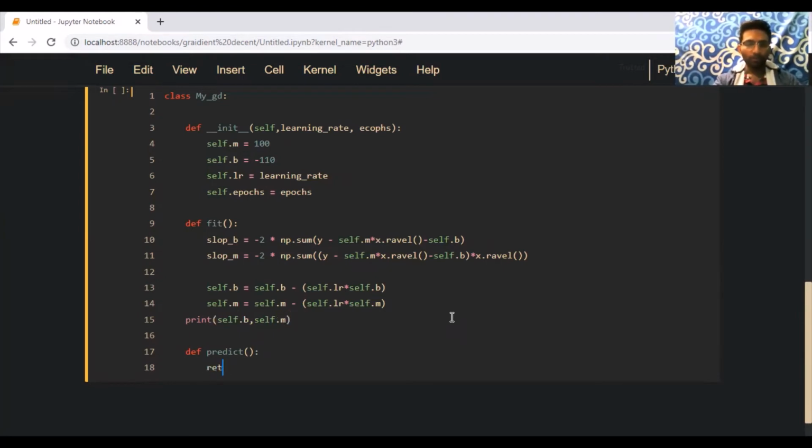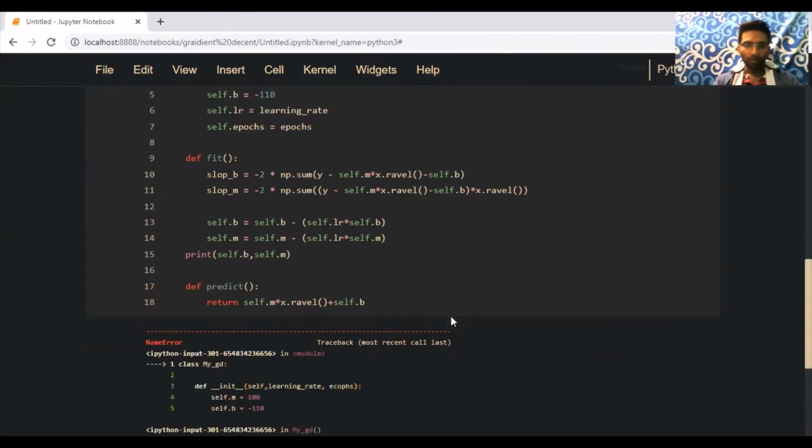We just have to return. What do we have to return? We have to return the y hat. Y hat is nothing but self.m into x given plus self.b. This is my predict. So let me run it.